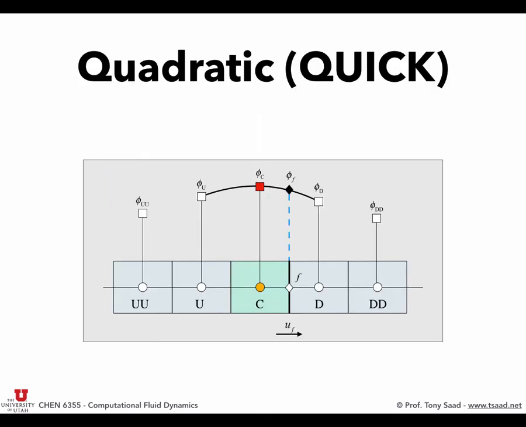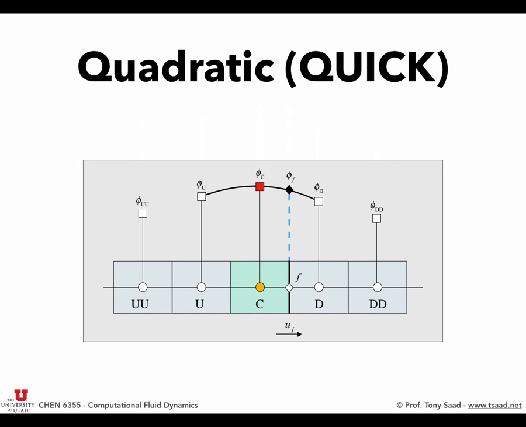Okay, can we do even higher order? All right, QUICK. You've heard of QUICK in Fluent or COMSOL: Quadratic Upwind Interpolation for Convective Kinematics. Kind of fancy, right? All it does is assume a parabolic profile that is slightly biased to the upwind direction. So we're going to take 2 points in the upwind direction and 1 point in the downwind direction.